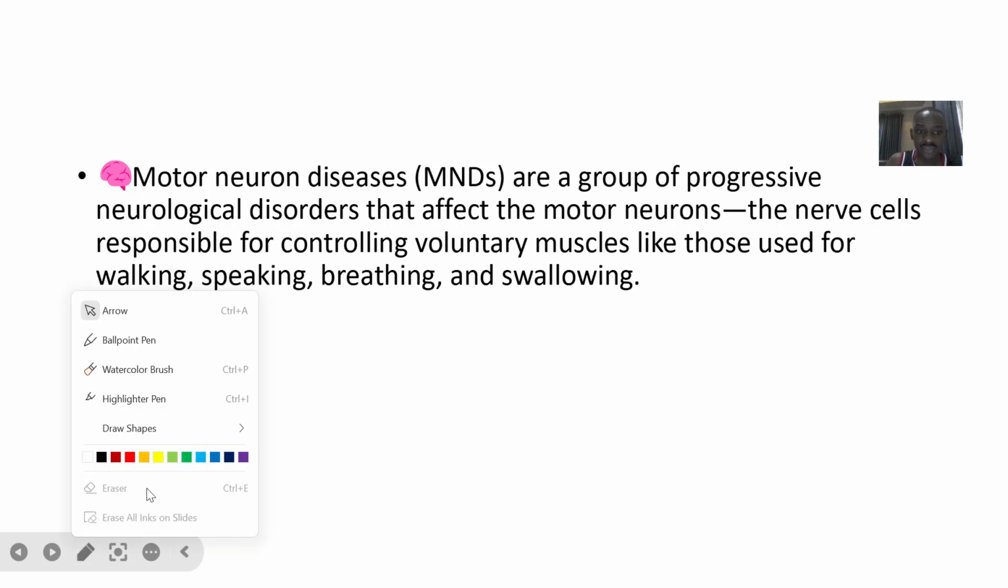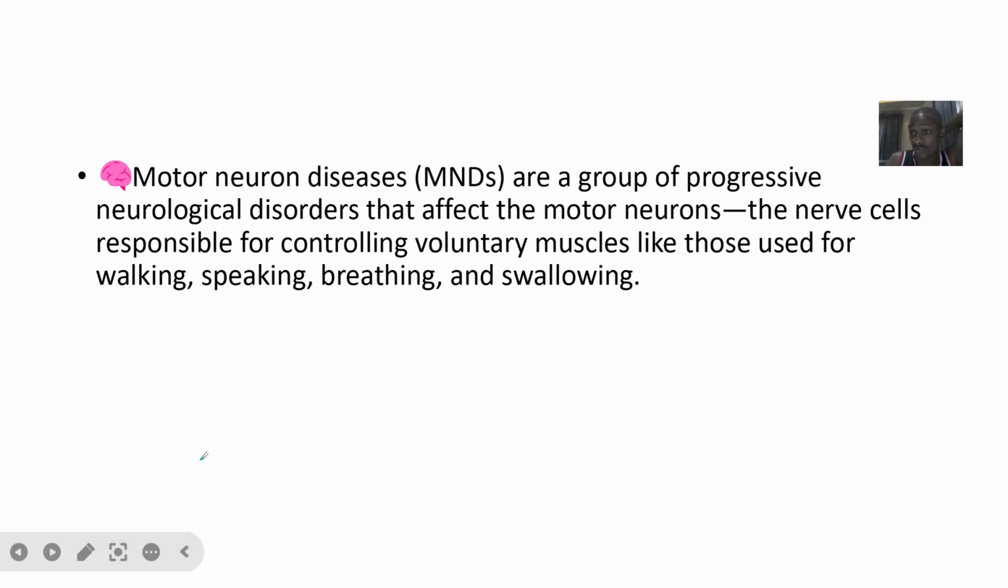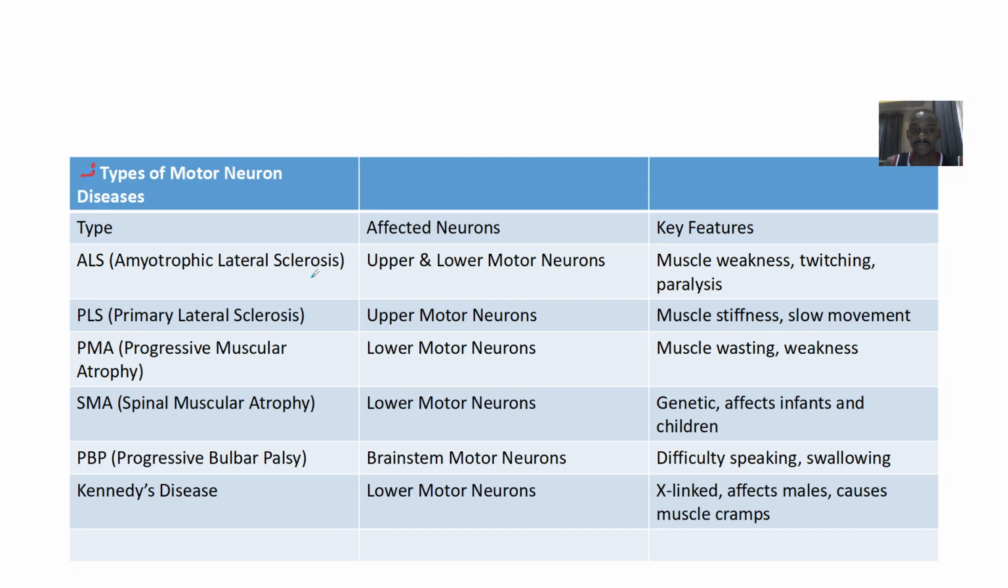So first of all, you should know that they are a group of issues. They are progressive neurological disorders. Progressive meaning they start small before they get advanced. The nerve cells responsible for you being able to control your muscles, like being able to walk, speak, breathe, swallow, all those skeletal muscle voluntary activities, are the ones being affected.